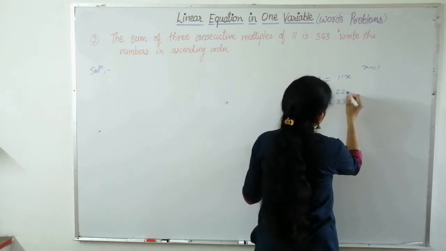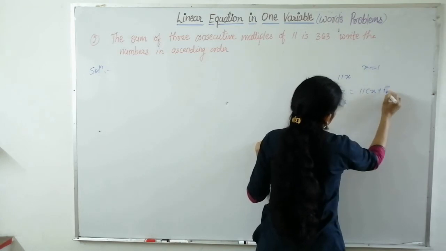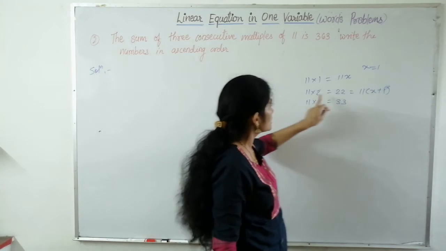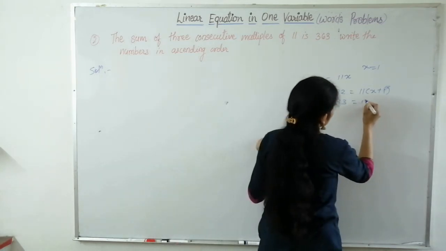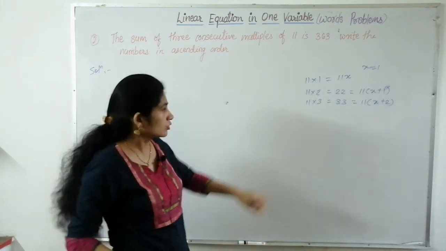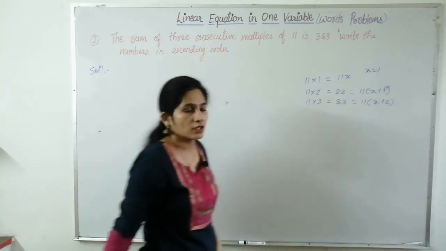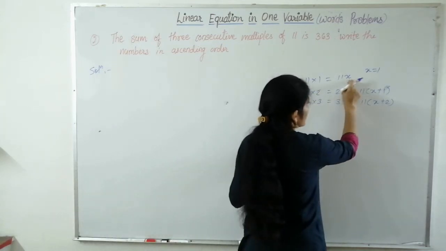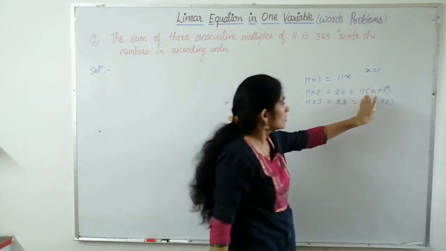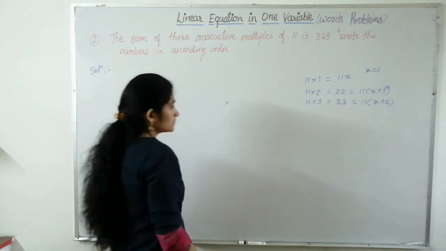And this 22 we can write as 11 into x plus 1, because x is 1, 1 plus 1 is 2, so 11 into 2 is 22. Then this 33 we can write as 11 into x plus 2. Here x is 1, 1 plus 2 is 3, 3 into 11 is 33. Okay, so if we take x equal to 1, we can write any multiple of 11 as 11 into x, x plus 1, x plus 2, x plus 3 and so on.